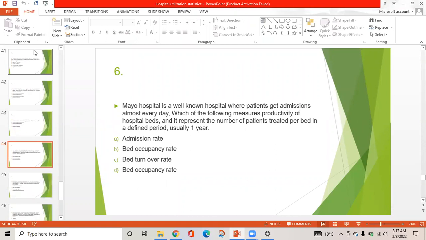Sixth MCQ: Mayo Hospital is a well-known hospital where patients get admissions almost every day. Which of the following measures productivity of the hospital beds and represents the number of patients treated per bed in a defined period, usually 1 year? Option A is admission rate, option B is bed occupancy rate, option C is bed turnover rate, and option D is bed occupancy rate.